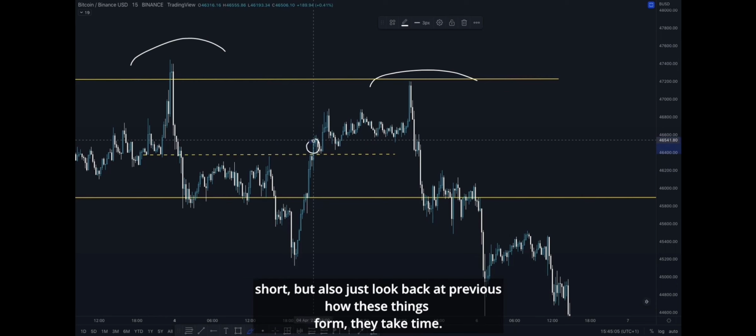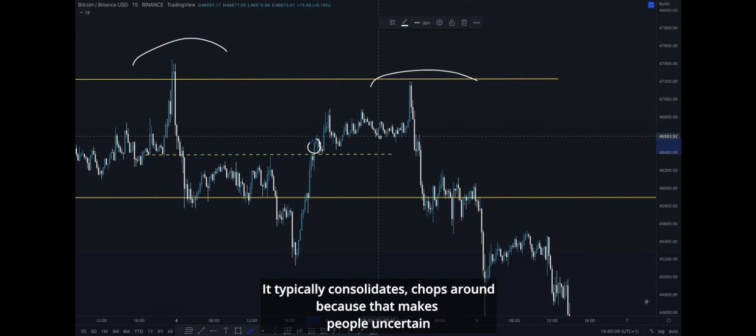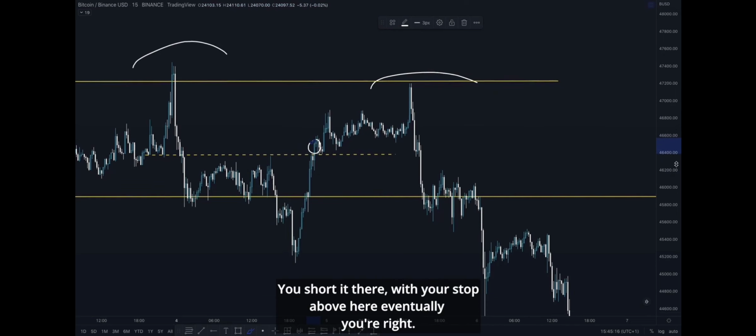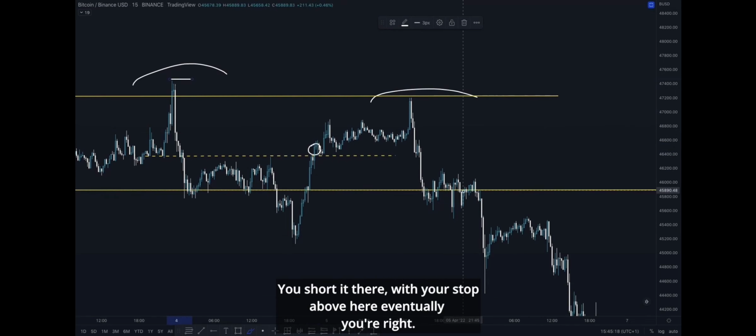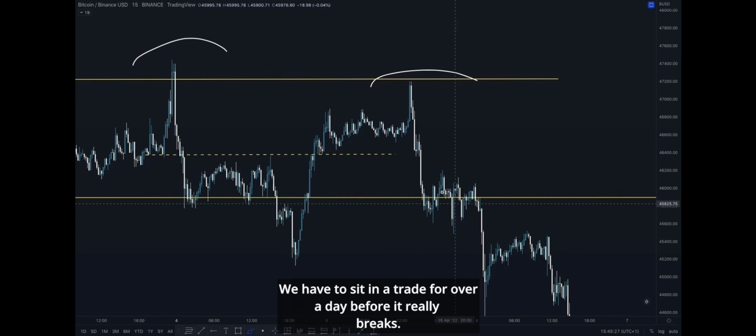But also just look back at previous, how these things form. They take time. It typically consolidates, chops around because that makes people uncertain and makes people make bad decisions. If you short it there, then fine, yeah. You short it there, with your stop above here, eventually you're right. But you have to sit in a trade from the 4th of April to the 5th of April. You have to sit in a trade for over a day before it really breaks.